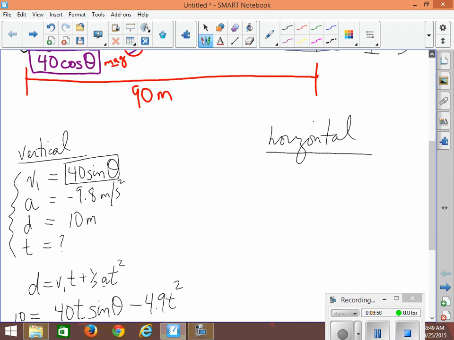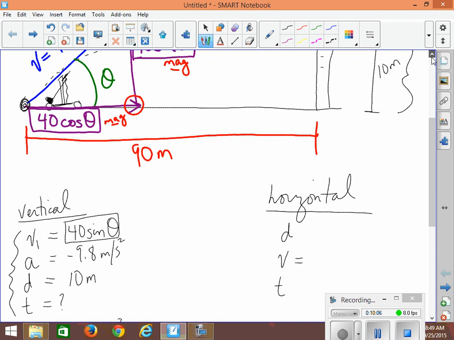With horizontal motion for a projectile, we know it's constant speed, so there's a d, there's a v, and there's a t. And the v is from our picture, right there, 40 cos theta, the horizontal component. So we'll write that here, 40 cos theta. And d horizontally is the range, which is the red line at the bottom here, 90 meters. So we need to go 90 meters sideways in order to make this work. And again, the time is unknown.